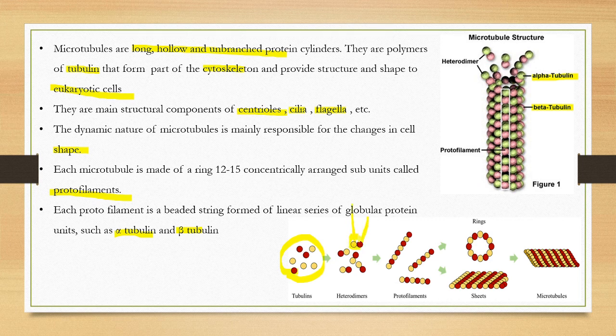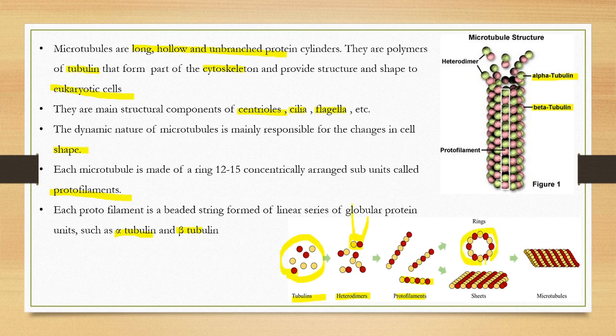These two together form the dimer. It's called heterodimer. Okay, so the tubulin proteins together form a heterodimer. So they are arranged in a linear fashion and they form the protofilaments. So tubulin, heterodimer, and protofilaments. In this way they form a ring like this.